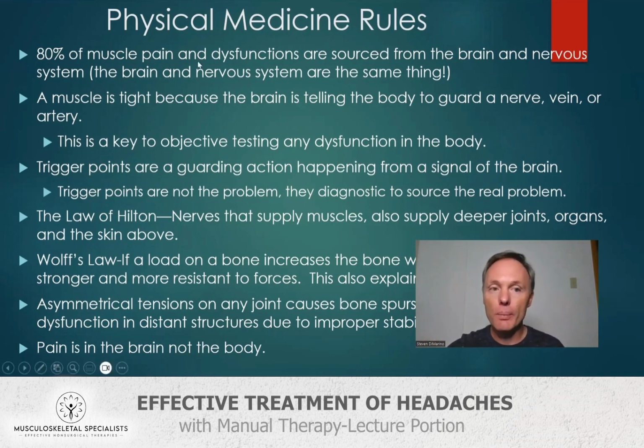Okay? And then number 2, a muscle is tight because the brain is telling the body to guard a nerve, vein, or artery. Now, veins and arteries have nerves around them. And so if there's an irritation on a vein or artery, then your life is in danger. So your brain is going to do anything it can to protect that, because if you lose blood flow, you lose life, right? This was taught to me by my mentor and friend, Mark Bookout. And when he told me this, he said, muscles are tight because they're guarding veins, nerves, and arteries, period.